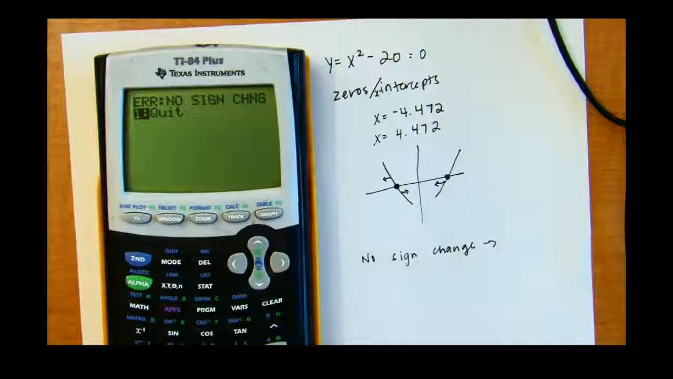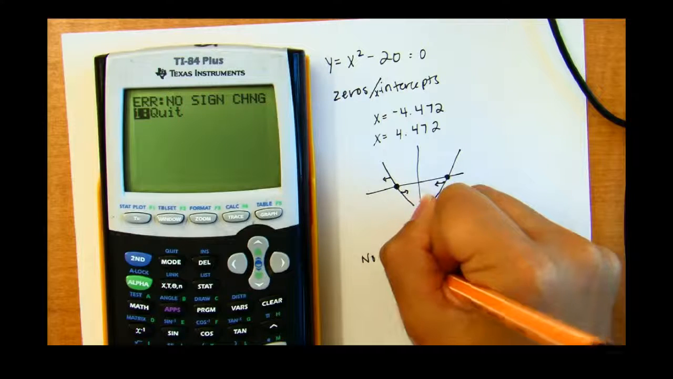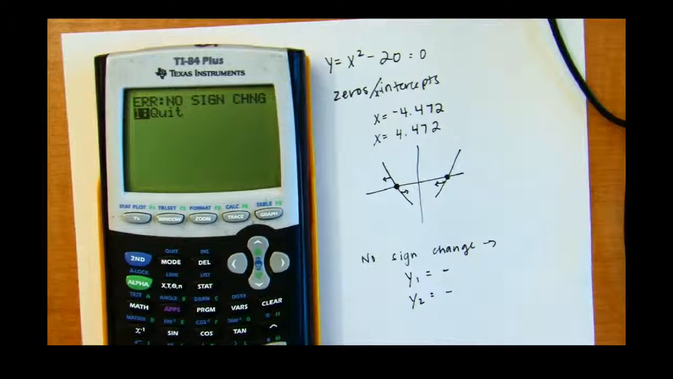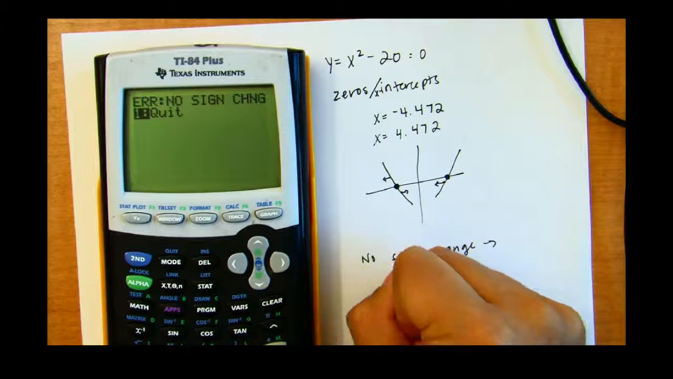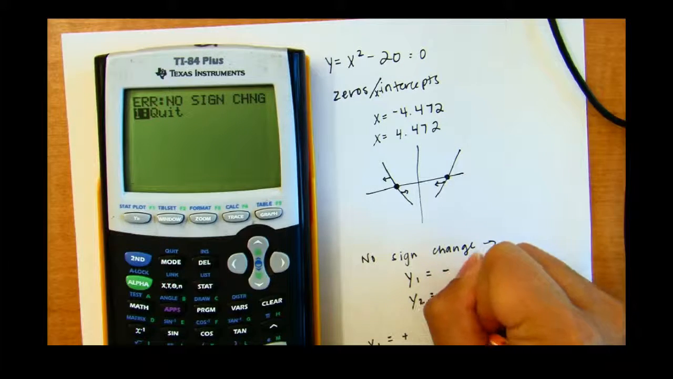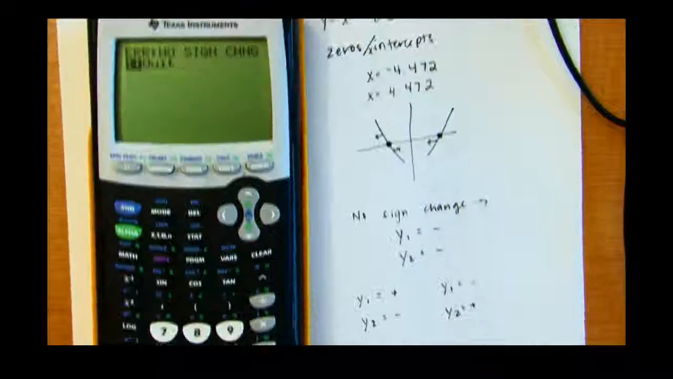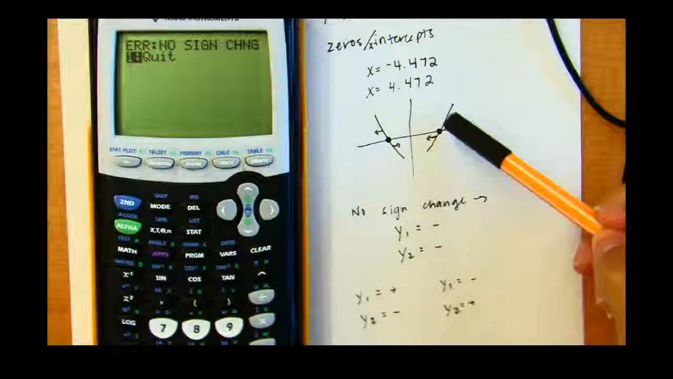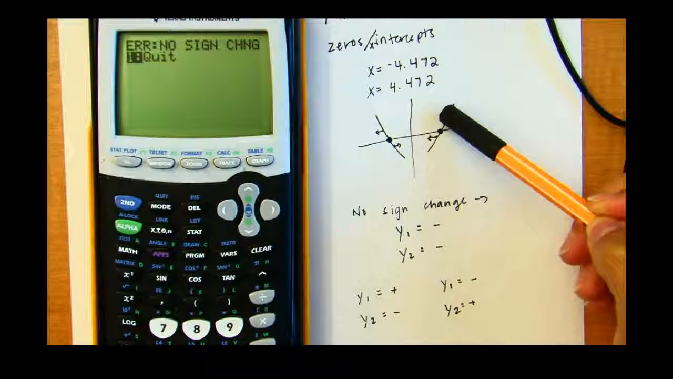No sign change means that my first y value was negative and my second y value was negative. But when we're doing this, we've got to have a positive y value and a negative y value, or y1 can be negative and y2 can be positive. And that's the main issue that'll come up with calculating your zeros. You've got to make sure that you cross over the x-axis and pick 2 points on either side.